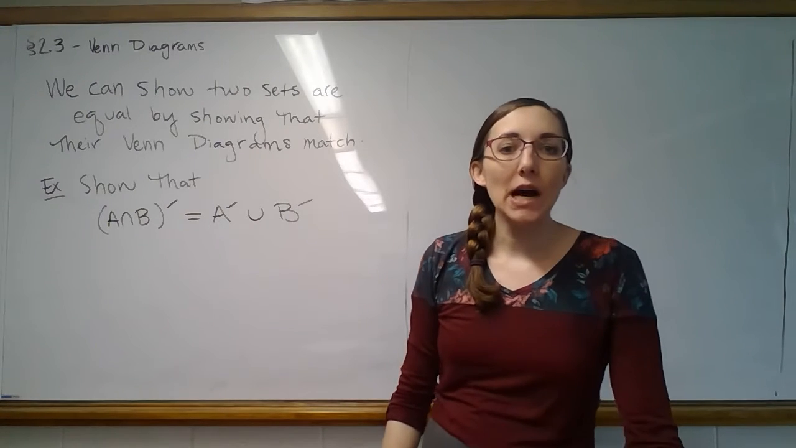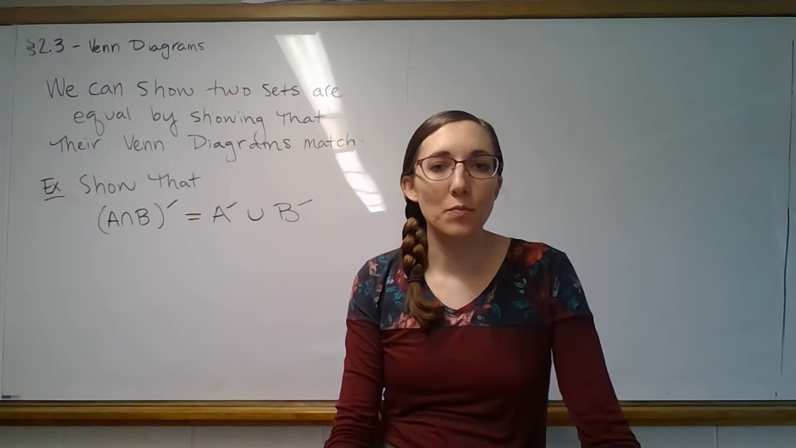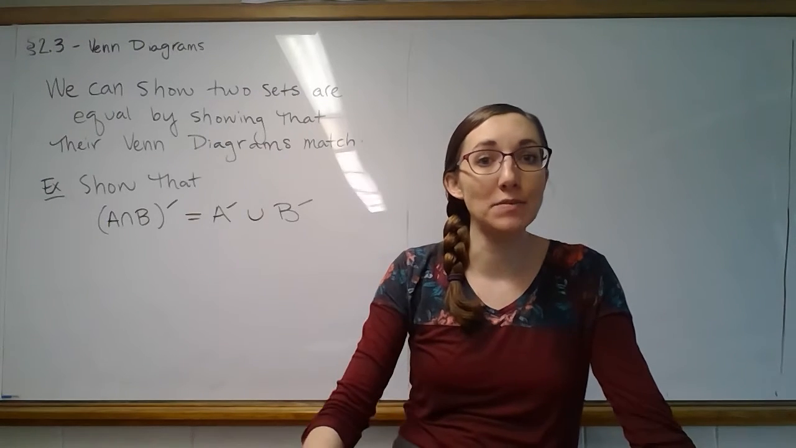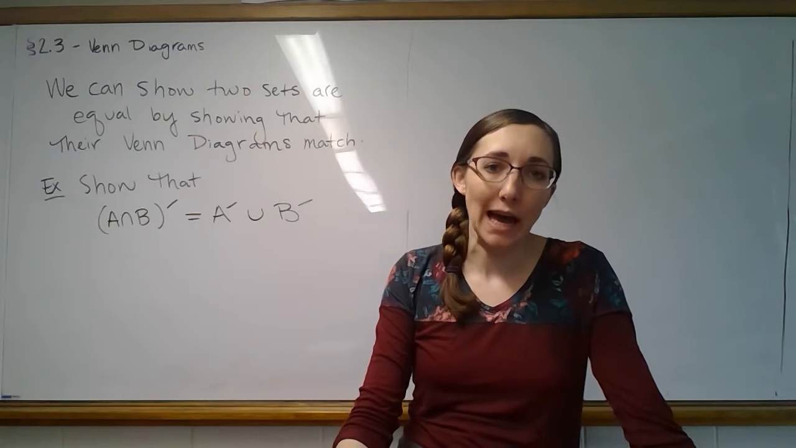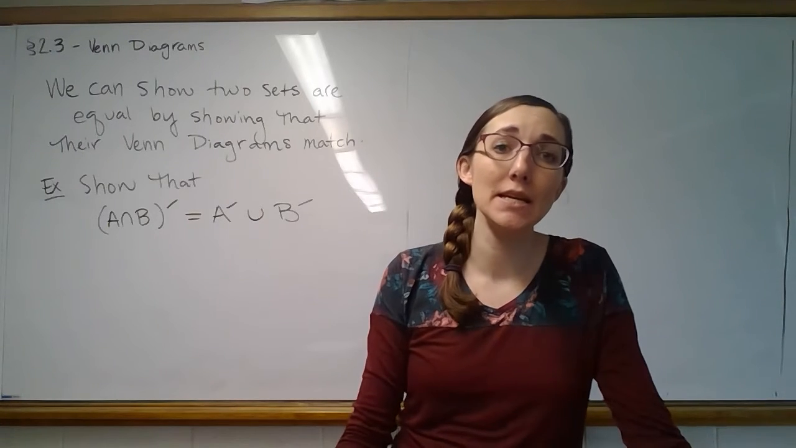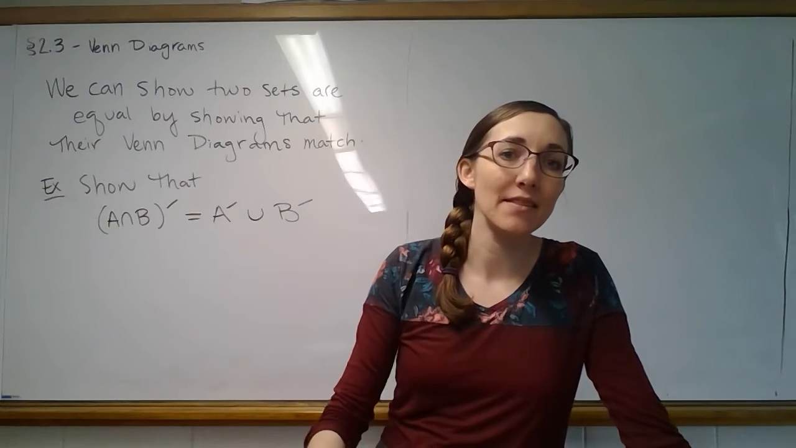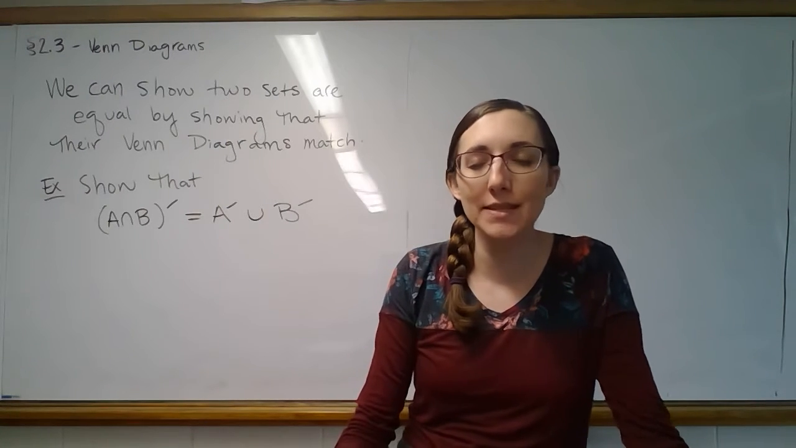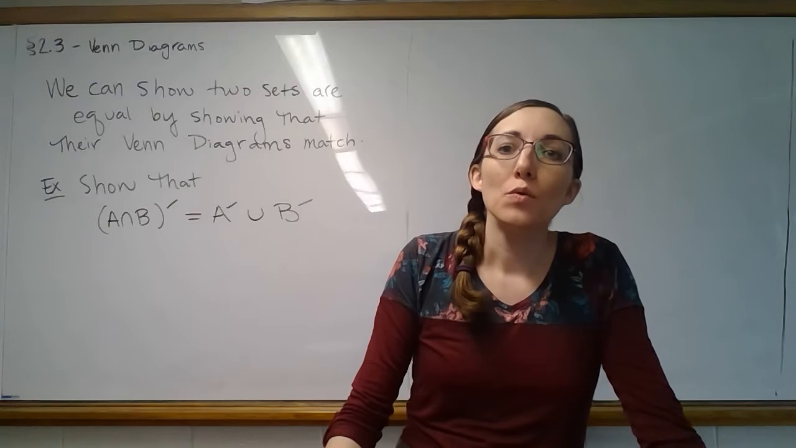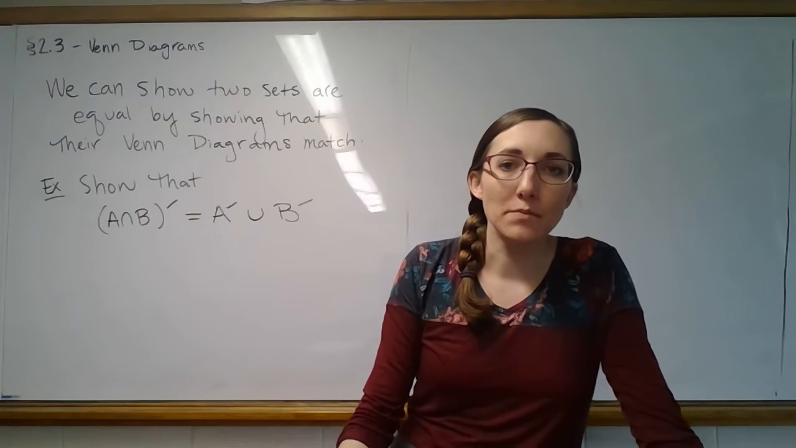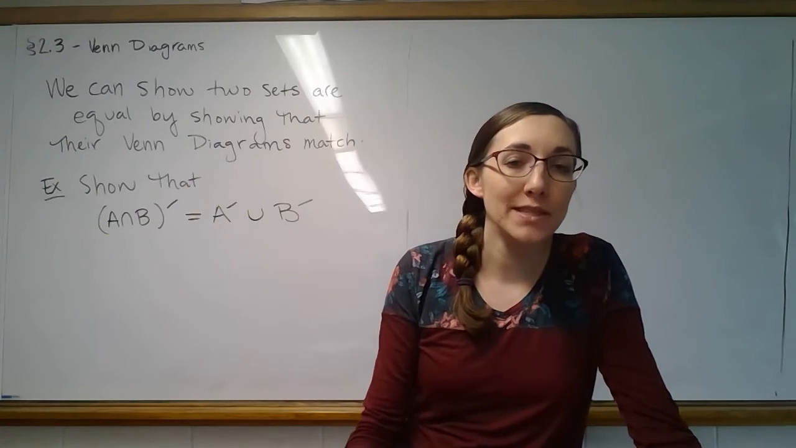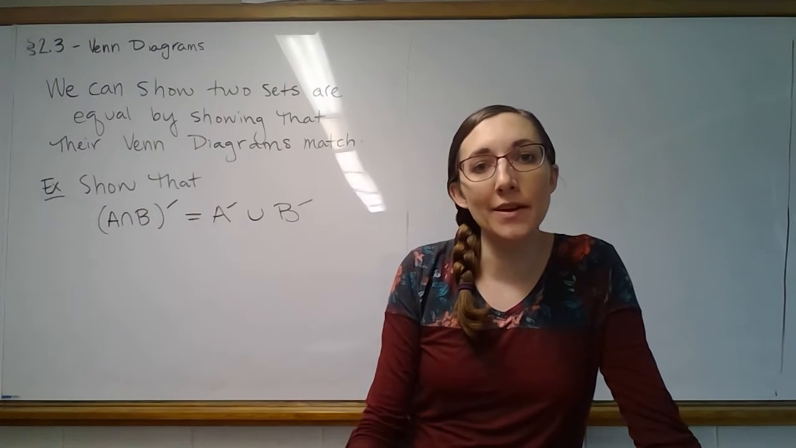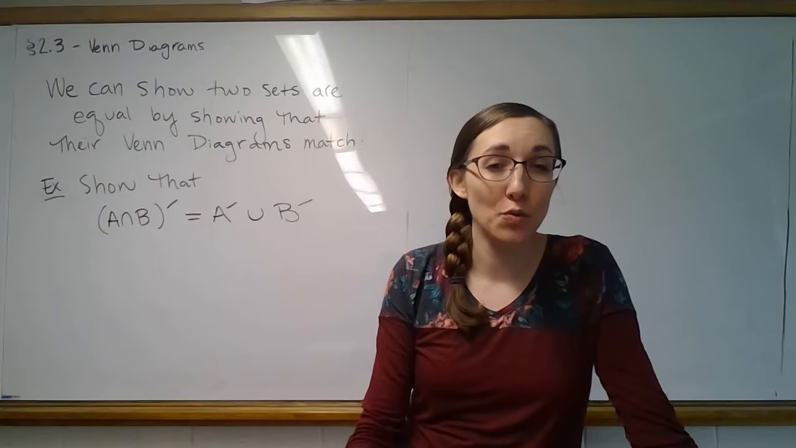All right, as we got an idea of in one of our previous videos, we saw that we had some Venn diagrams that ended up looking exactly the same, which would mean that the two sets that those diagrams represent contain the same elements, which means that they're equal. So, an application of Venn diagrams is we can show that two sets are equal if we can show that their Venn diagrams match one another.